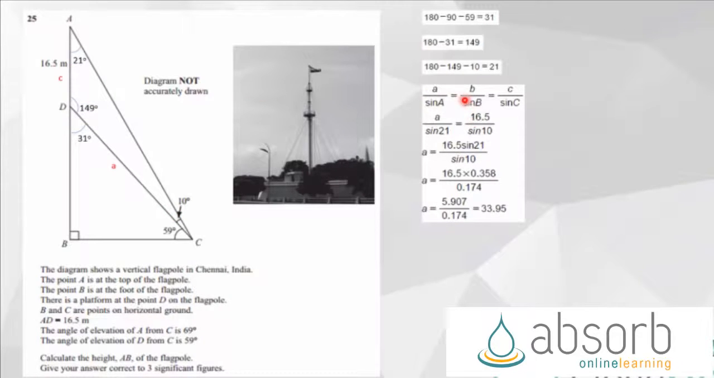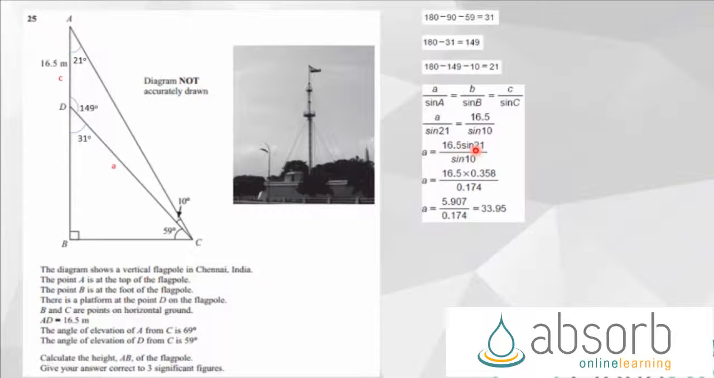It's irrelevant whether it's called B or C or whatever. The main thing is you've got two ratios: the ratio of this side divided by that angle is equal to the ratio of that side divided by that angle there. We just rearrange the equation, bring the sine 21 over so it multiplies the 16.5.